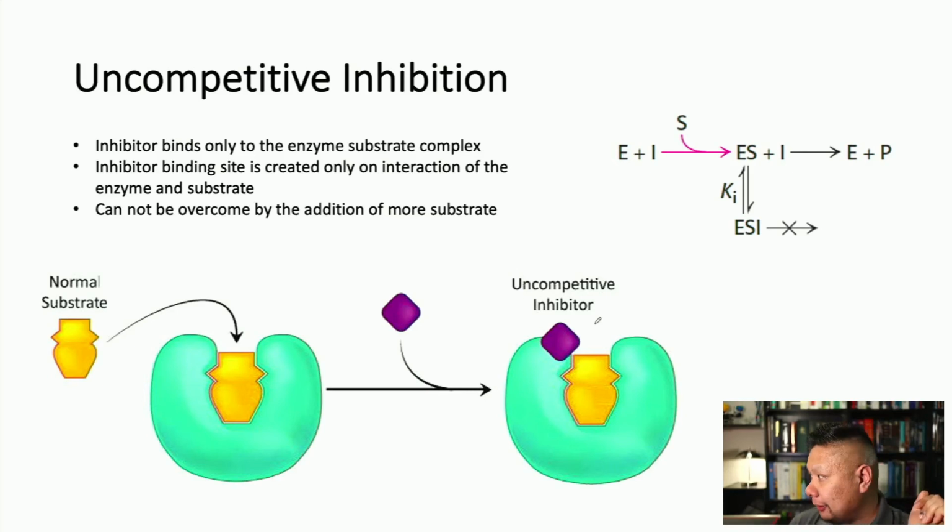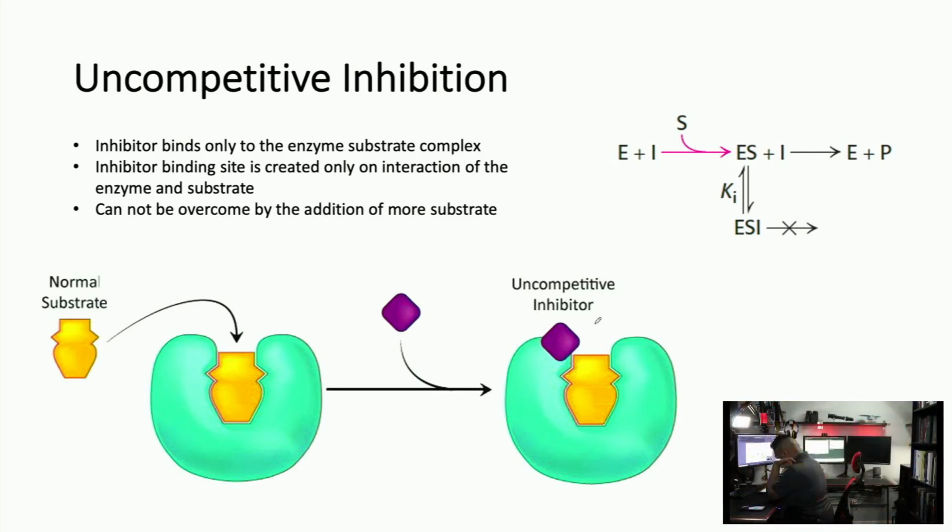Next, we have uncompetitive inhibition. And in uncompetitive inhibition, the inhibitor binds only to the enzyme substrate complex, right? So here we have EI, all right? And the funny thing is that when the substrate comes in, we still get the ES, the enzyme substrate complex. And the I is still separated, but the I won't bind to the ES, making the ESI, until the substrate is bound to the enzyme, right?